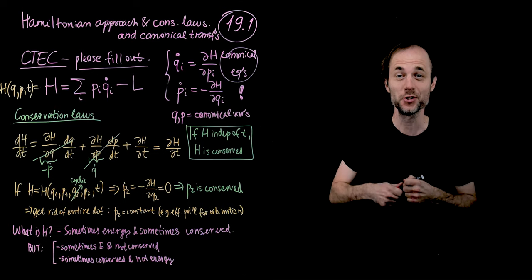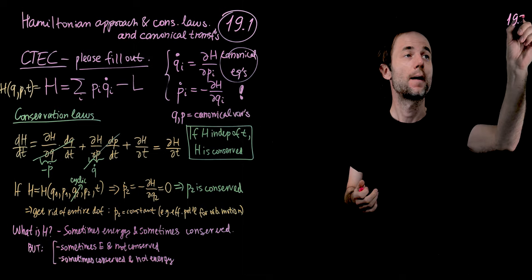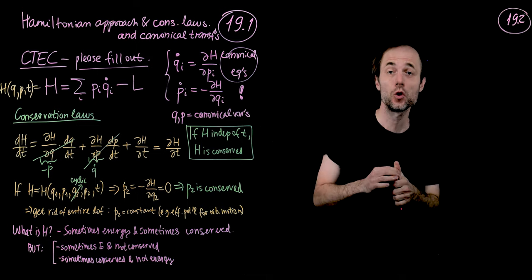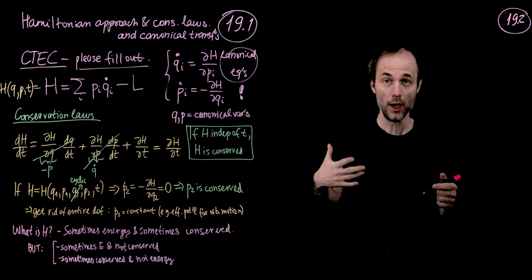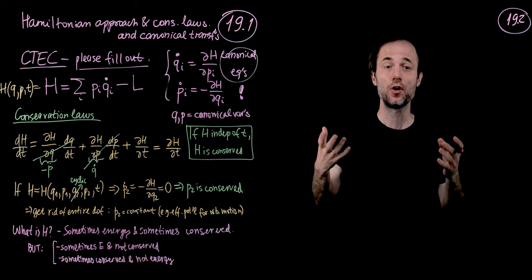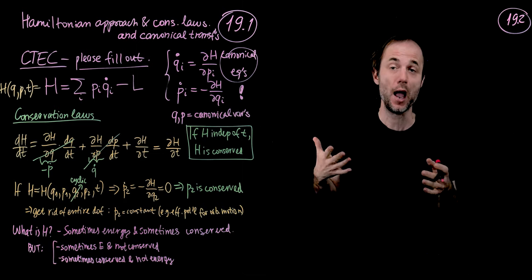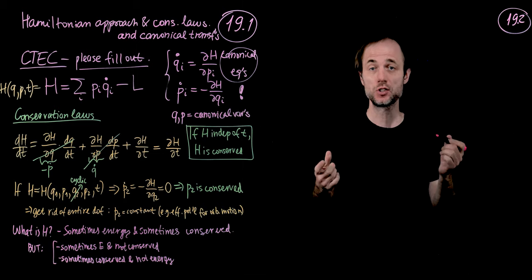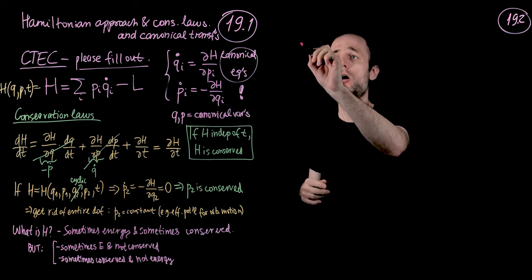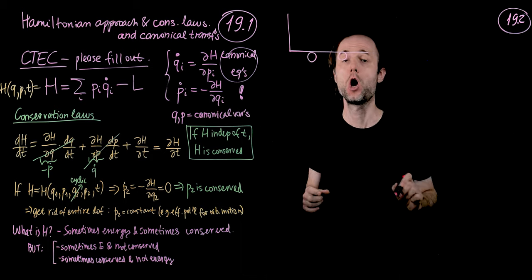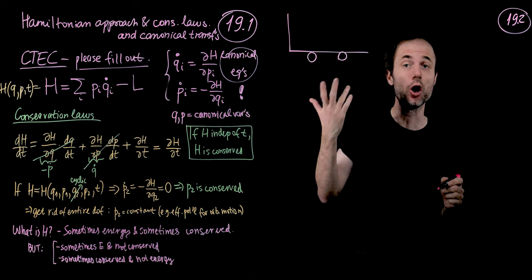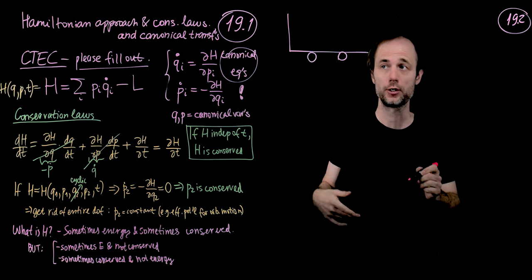Hi, this is part 2 of lecture 19. And as promised, we're now going to take a look at a few practical examples of how to get a better sense of what energy conservation really means. So let us consider a simple case of a cart with an oscillator loaded on it.